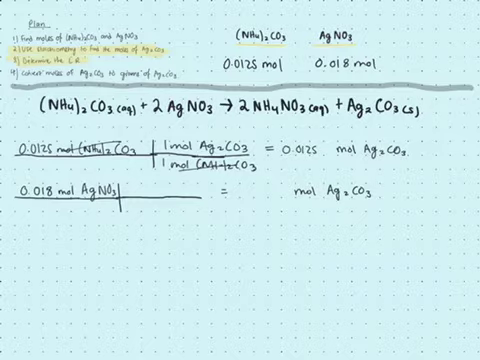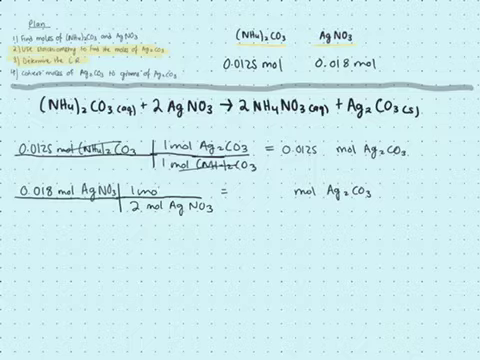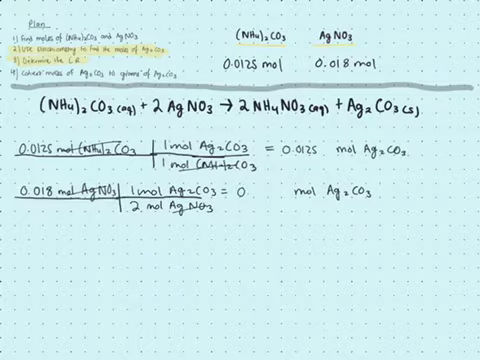So now let's see how many moles we have if we start off with 0.018 moles of silver nitrate. So once again, we set up our mole ratio, we have 2 moles of silver nitrate on the bottom and 1 mole of silver carbonate on top. The moles of silver nitrate cancel. You multiply the top, divide by the bottom, and you get 0.009 moles of silver carbonate.